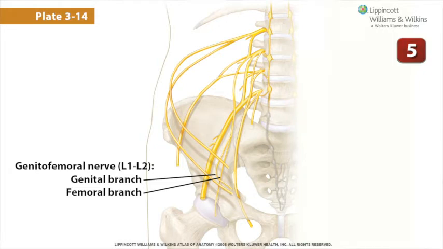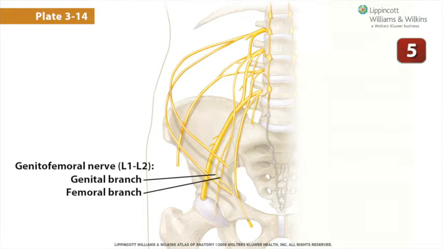In the female, the genital branch of the genitofemoral nerve accompanies the round ligament of the uterus through the inguinal canal, gives off no motor branches, but provides cutaneous innervation to the mons pubis and part of the labia majora. The femoral branch of the genitofemoral nerve passes deep to the inguinal ligament and innervates skin over the upper part of the femoral triangle.